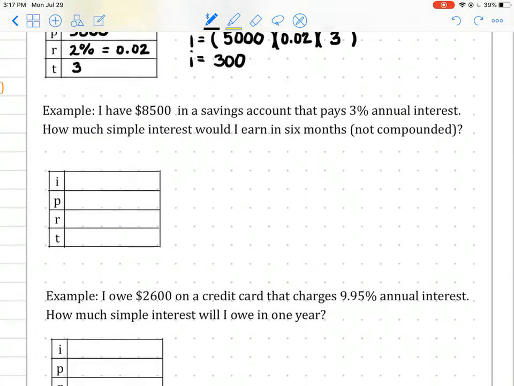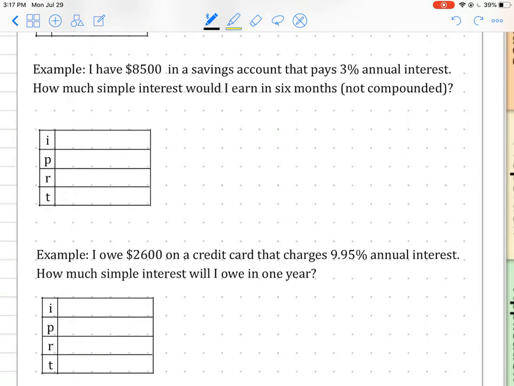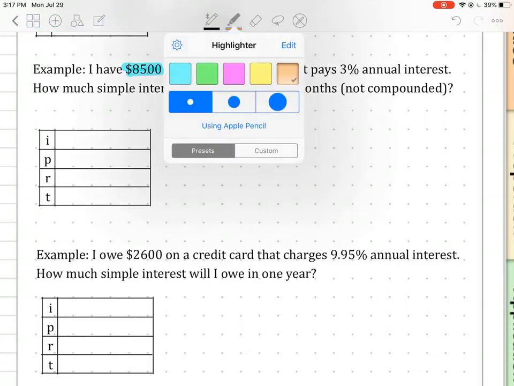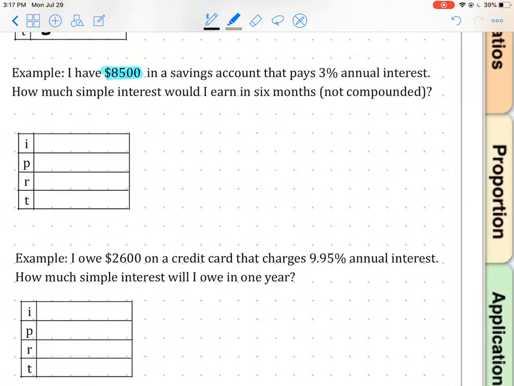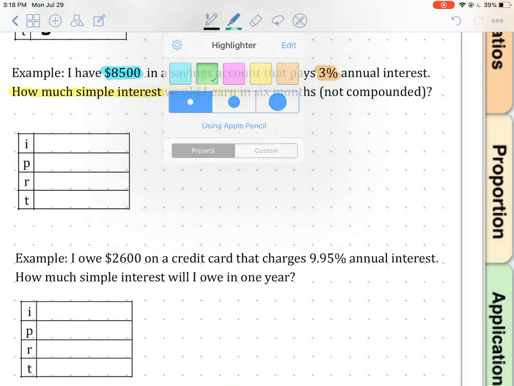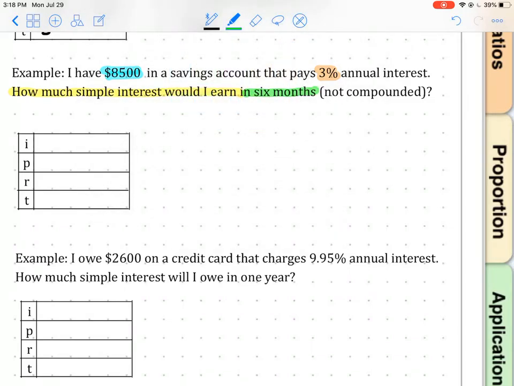Okay, here's another one. I have $8,500 in a savings account that pays 3% annual interest. How much simple interest would I earn in 6 months if this is not compounded?